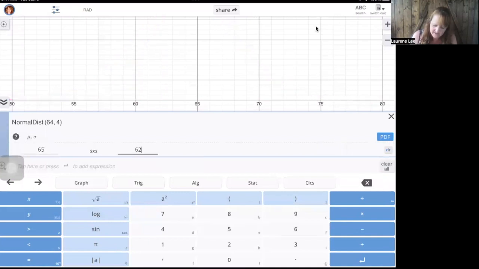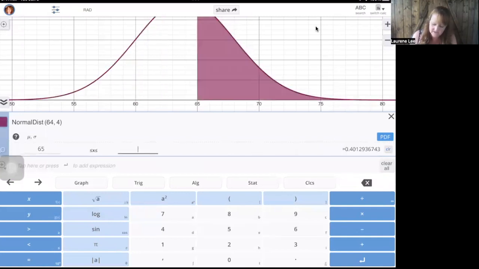65. And on ClassCalc, if you just leave this empty, do you see that? It's kind of light gray right there. That's an infinity symbol. And look at your picture. It looks like what we drew. So it's 65 all the way up. And your percentage is 0.40.